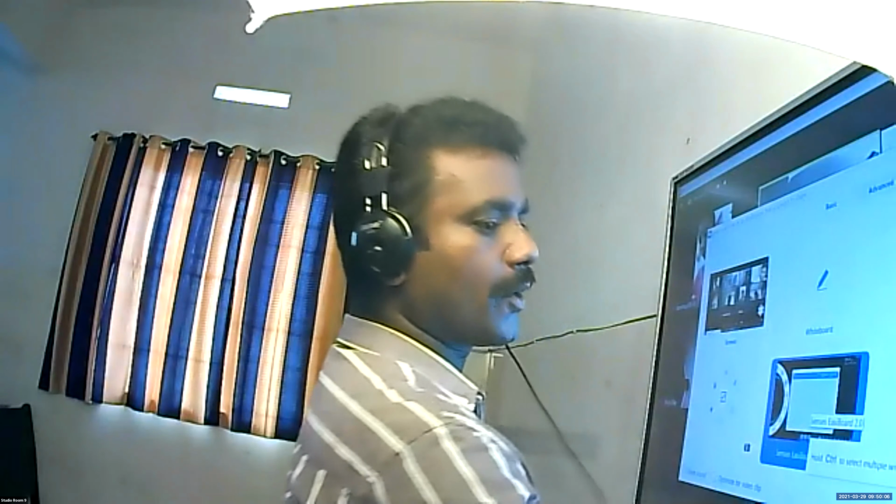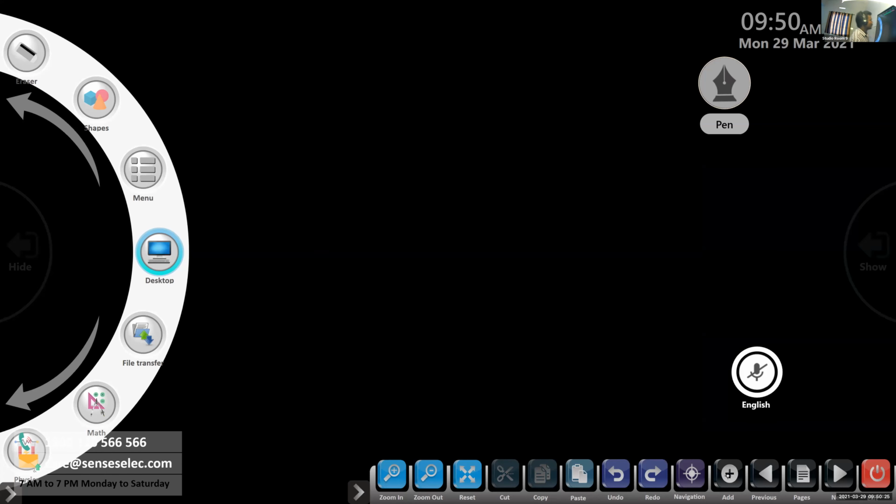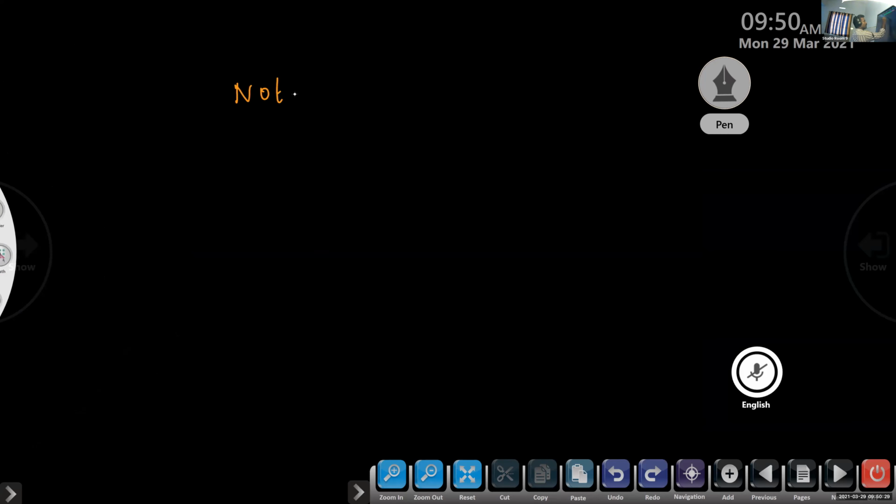Okay, so here you look at this. On 1st April 2013, Jumbo Limited issued 10,000 12% debentures of rupees 100 each. So first you have to make notes to accounts.